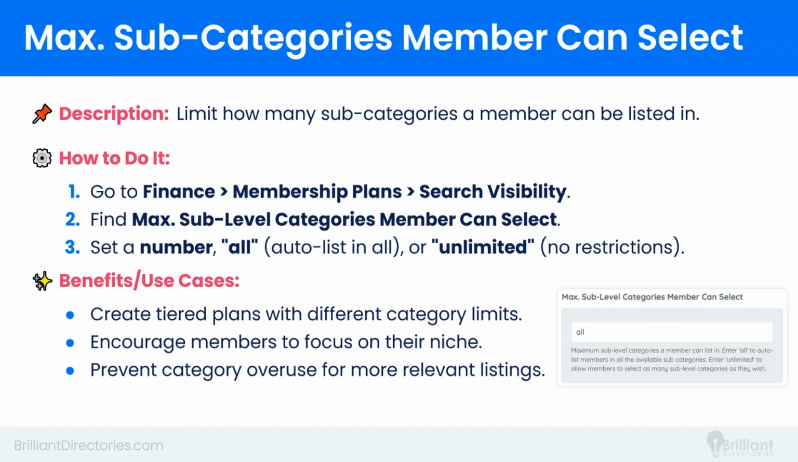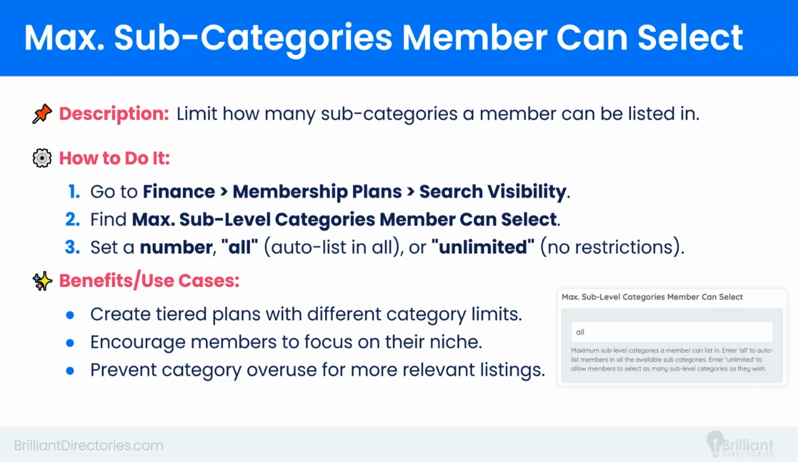Maybe not everybody would need to use this feature, but you can actually limit how many subcategories your members can be listed in. So why might you want to restrict your members in selecting how many subcategories they can choose? Well, this might be a monetization option that you want to go down. You can create tiered membership plans, which have different category limits.